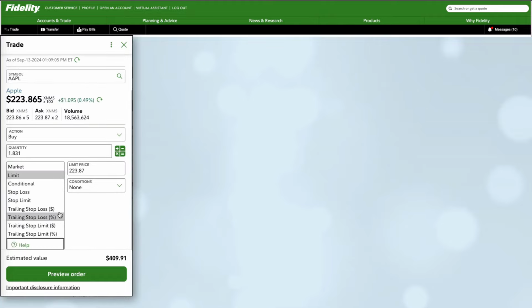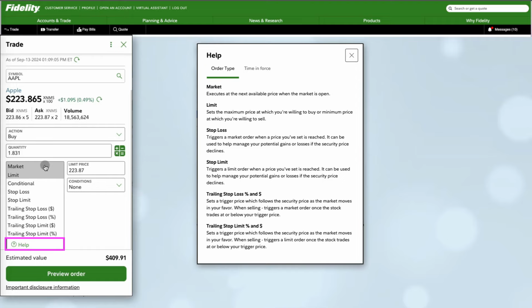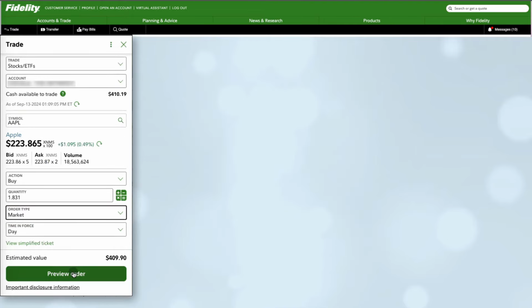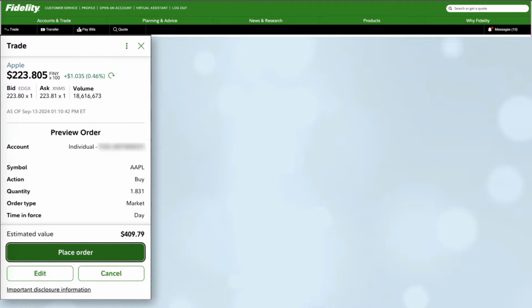In this expanded view, you also have additional trading options beyond just market or limit orders. You can click Help for more detailed explanation of each option. Once you're satisfied with your order, you can preview and then place it.